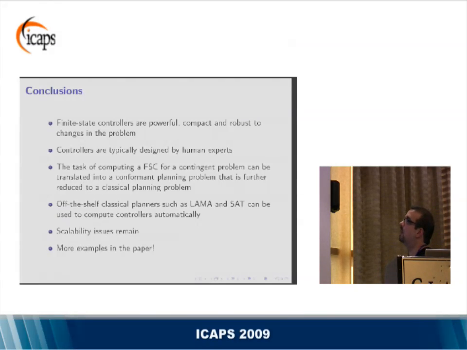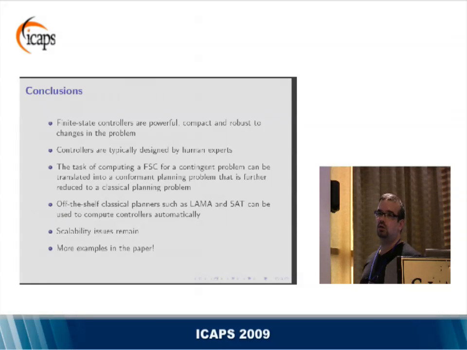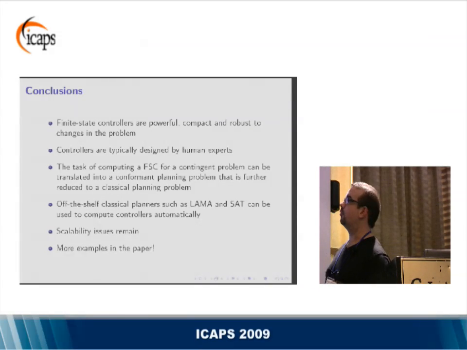So to conclude, finite state controllers are powerful, compact, and robust, but they are typically designed by human experts. So we have shown that the task of computing such a controller can be reduced to the task of solving a conformant planning problem that is further reduced to a classical planning problem. And then we have used off-the-shelf planners in order to solve that to obtain interesting controllers.